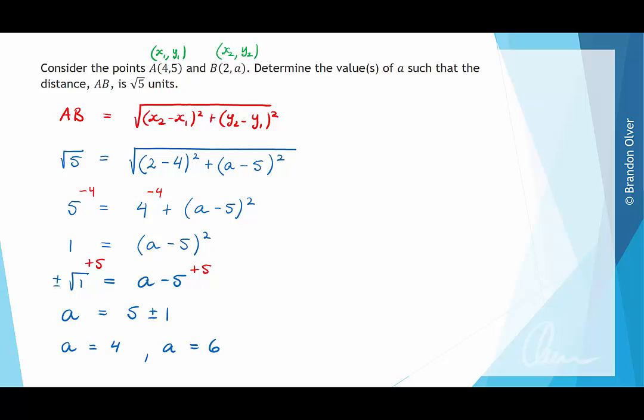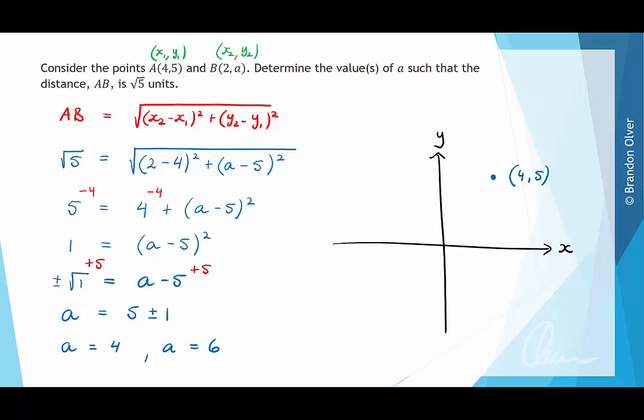So if we think about what that means on a diagram, here is our set of axes where we have our x and y axes like this. And we had A was the point at (4, 5). So that's that point there on the Cartesian plane.